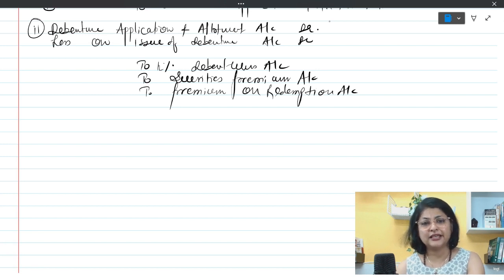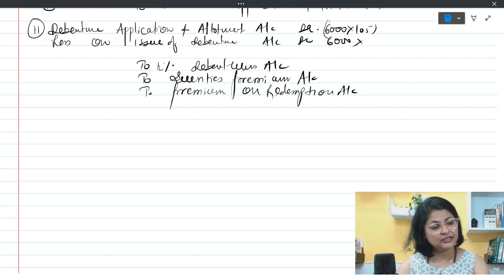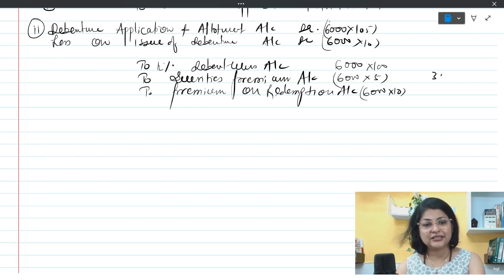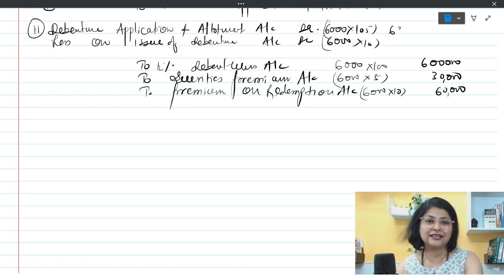So in the first case, it will be 6,000 multiplied by 105. Here it is going to be 6,000 multiplied by 100, 6,000 multiplied by 5, and 6,000 multiplied by 10, like this. So this is going to be 30,000, this is going to be 6 lakh rupees, and this is going to be 60,000. Here 6 lakh 30,000, and here it is going to be 60,000.